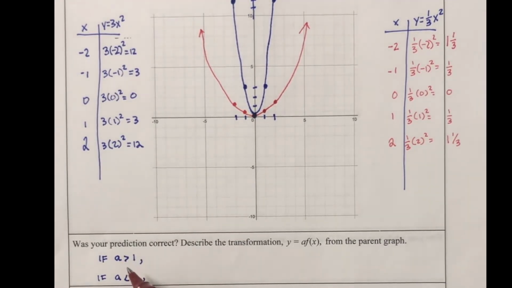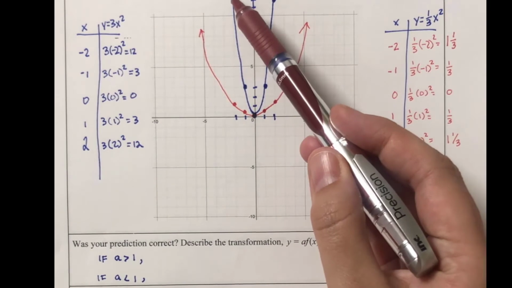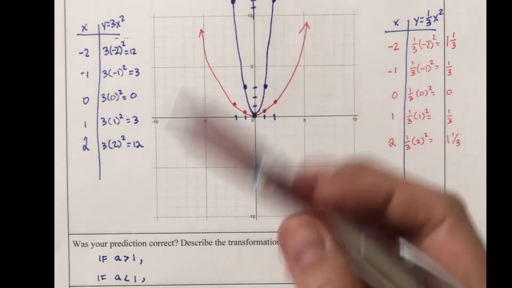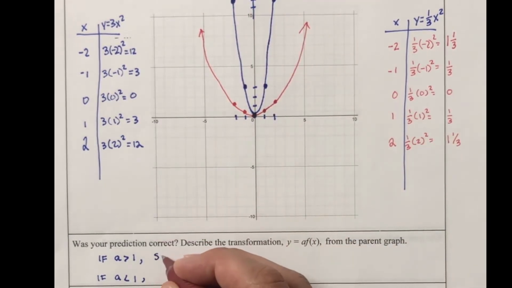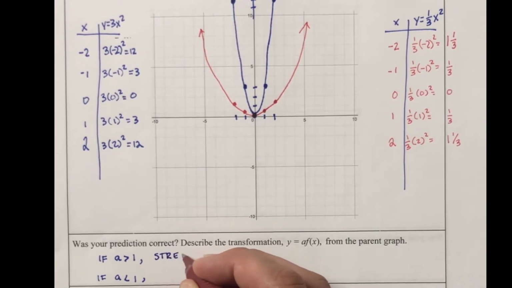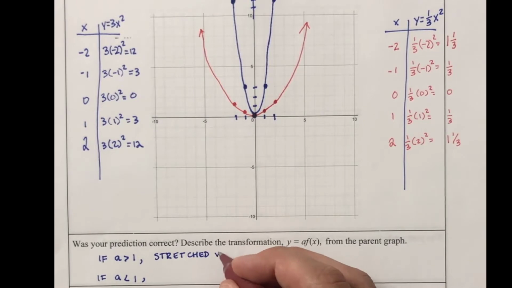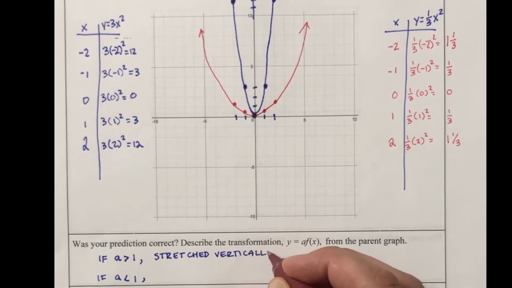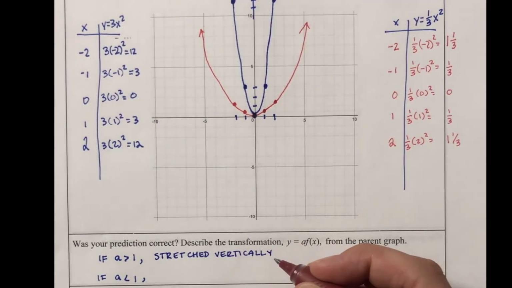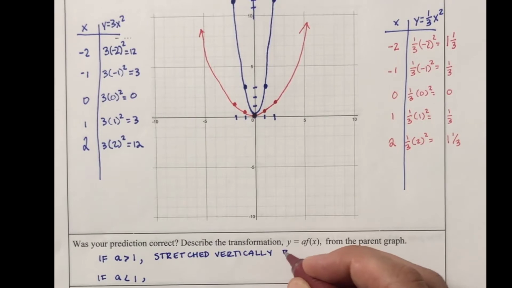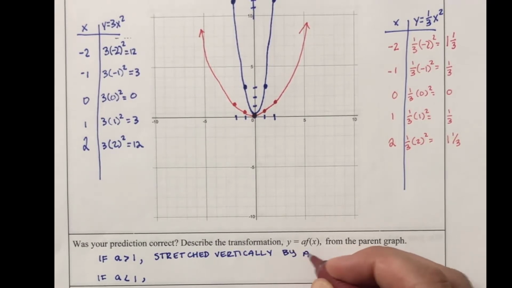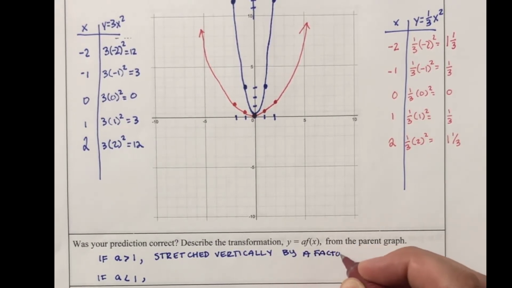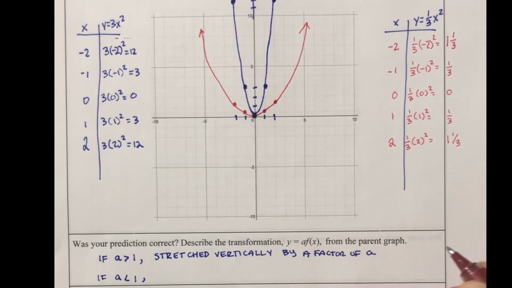Okay, so when a was bigger than 1, that was the example where we had 3 times x squared. So this one we would say that our graph is stretching. We stretched our graph vertically, pulling it vertically to make it look more narrow. And this is by a factor of a. So stretched vertically, specifically by a factor of a.